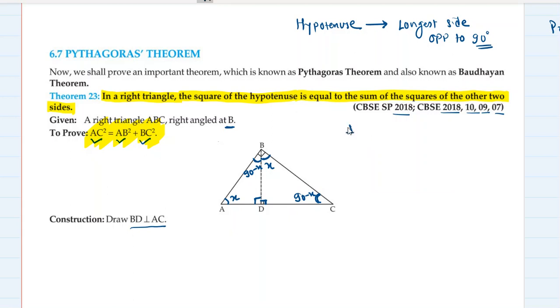So first, in triangle ABD and triangle ABC, which triangle is ABD? ABD is this small triangle over here. So we have to prove this small triangle similar to the big triangle ABC. We have to prove ABD similar to ABC. Okay, let's see how.